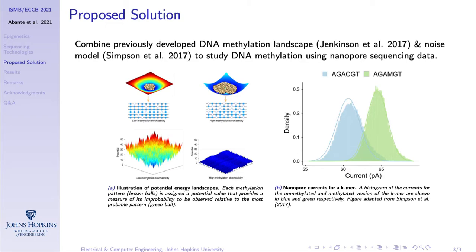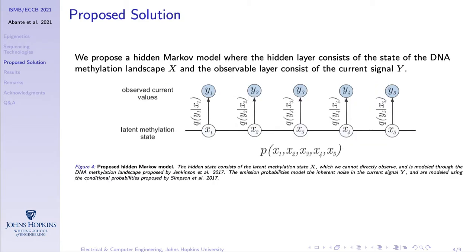On the x-axis, we're showing the current values measured by nanopore sequencing produced for two different versions of the same chimer, the methylated and the unmethylated versions respectively, each one having its own current distribution. The work of Simpson et al. consisted in estimating from real data the distribution of the current signal given the methylation state of the chimer, and that's what we will use as our emission probabilities.